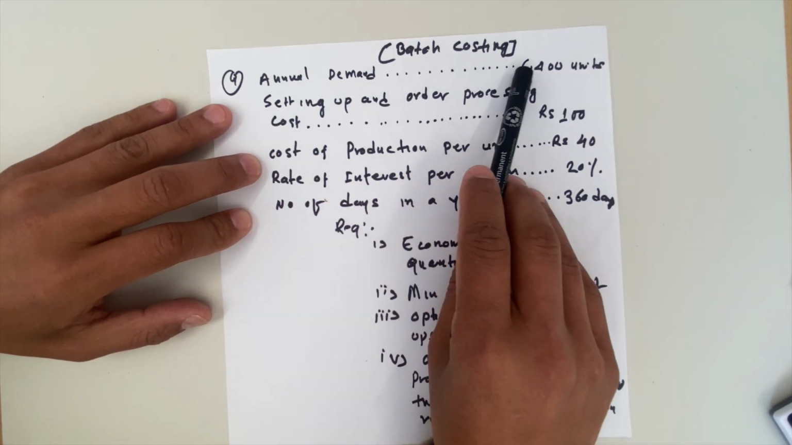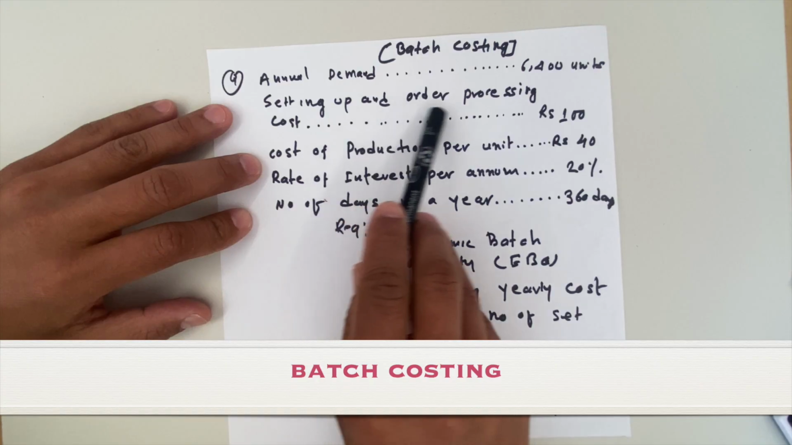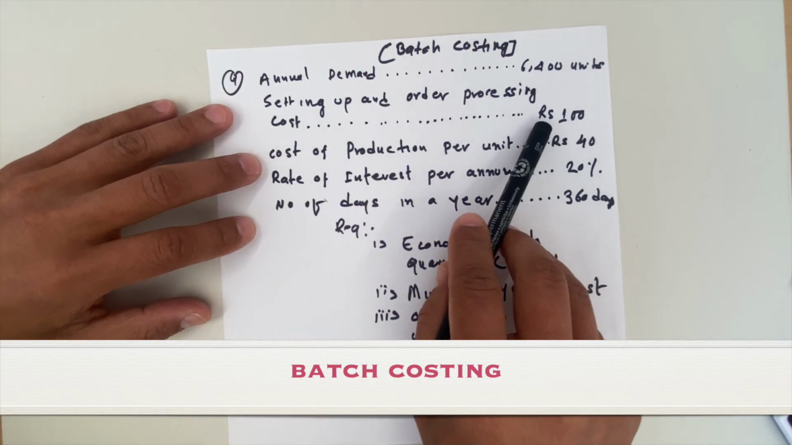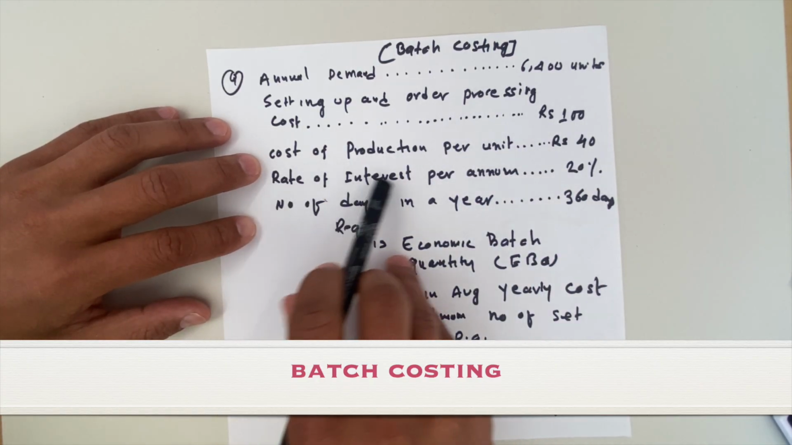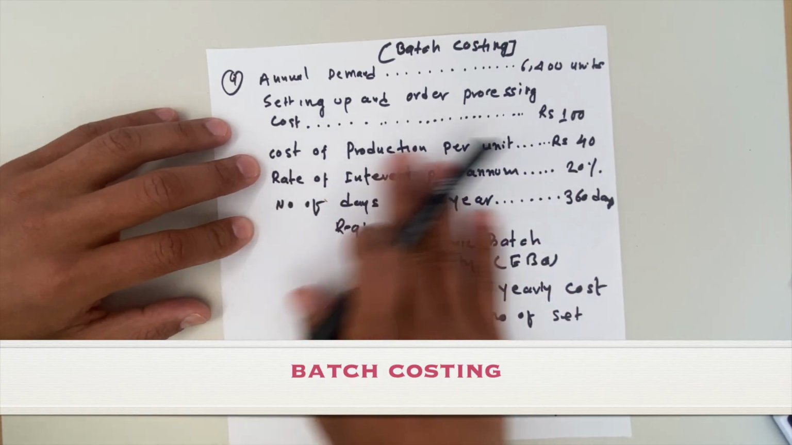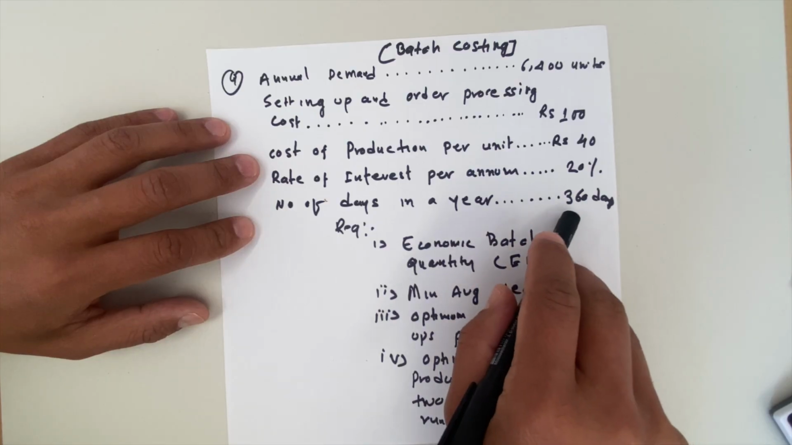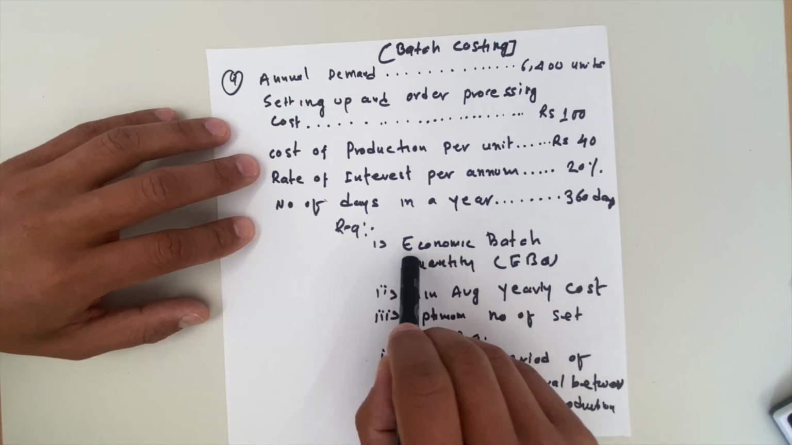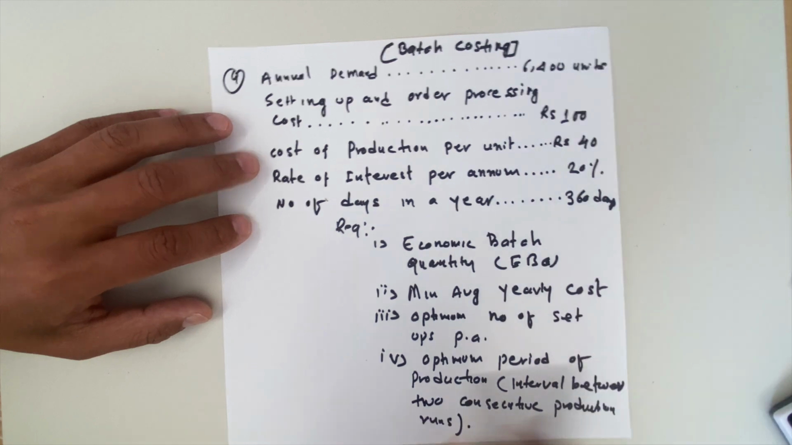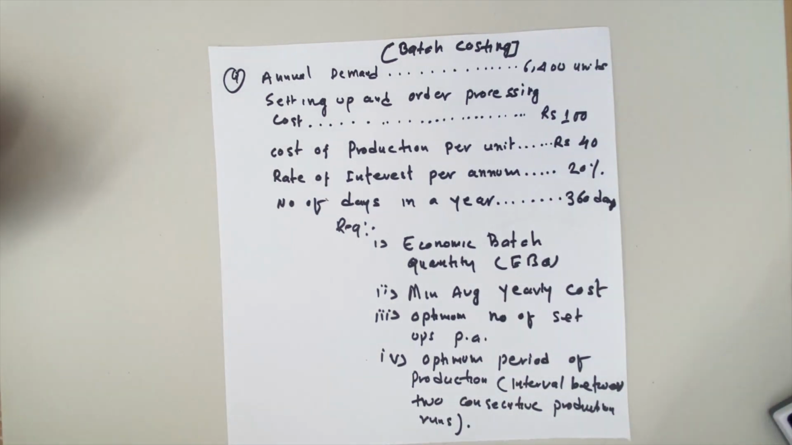Annual demand is 6400 units. Setting up an ordering process cost is rupees 100. Cost of production per unit is rupees 40. Rate of interest per annum is 20%. Number of days in the year is 360 days. So we will solve one by one here.